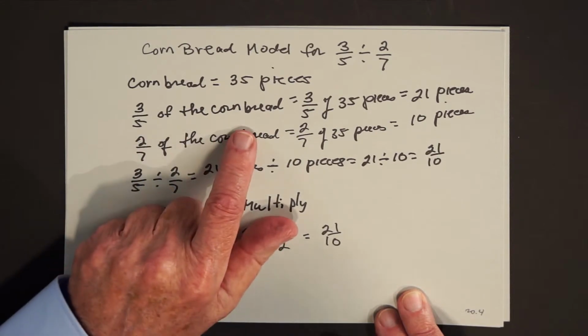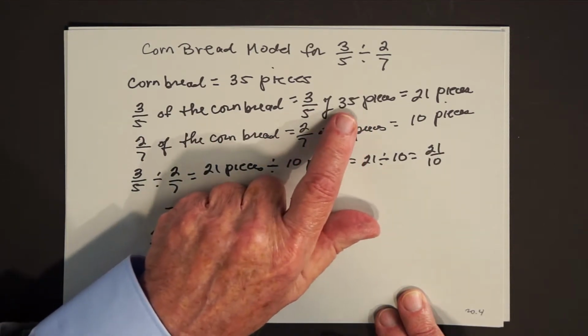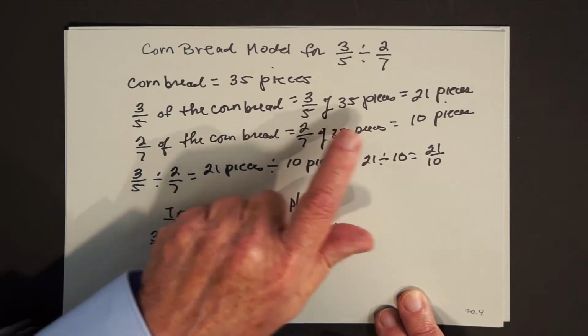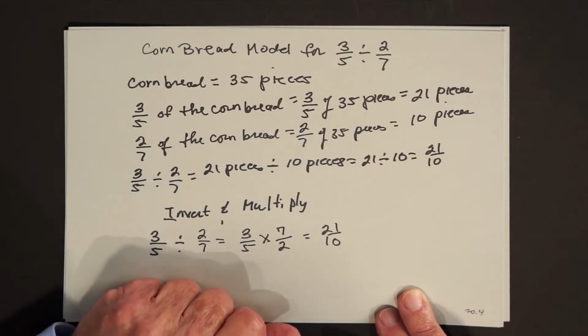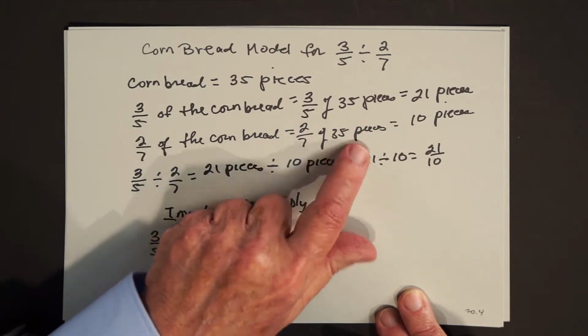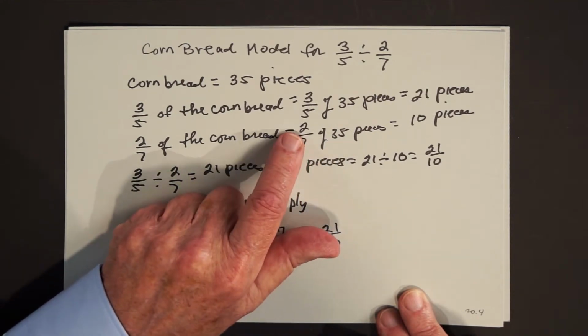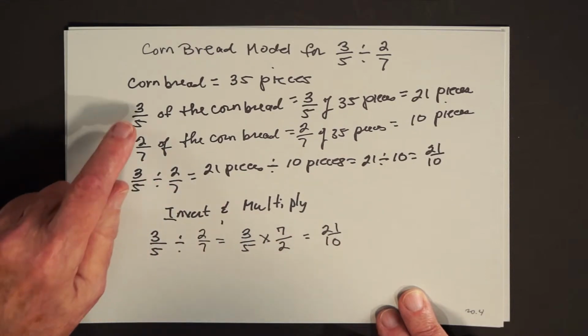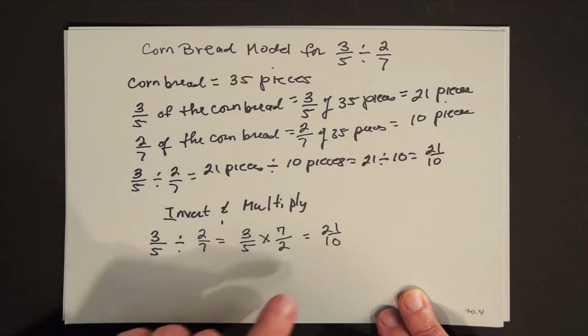So 3/5 of the cornbread would be 3/5 of 35 pieces. 35 divided by 5 is 7. 7 times 3 is 21. So 3/5 of the cornbread is 21 pieces. 2/7 of the cornbread is 2/7 of 35 pieces. 35 divided by 7 is 5. 5 times 2 is 10. So 3/5 of the cornbread is 21 pieces. 2/7 of the cornbread is 10 pieces.